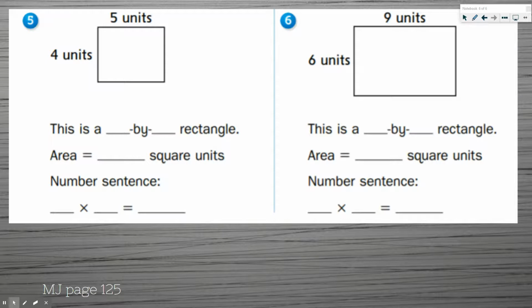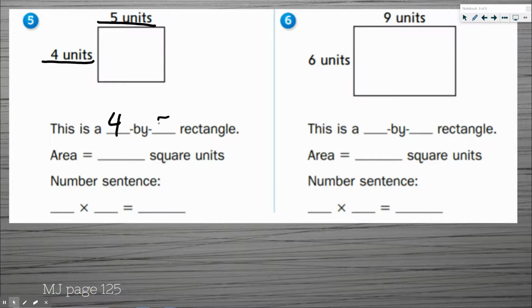All right, looking at number 5. Now, we don't have our squares in there. We don't have the squares on the inside. So we're going to be really using our number model to help us solve this problem. This one says that we have a side of 4 and a side of 5. So this is a 4 by 5 rectangle. And if it's a 4 by 5, my number model is going to be 4 times 5, and I can count by 5s 4 times, so 5, 10, 15, 20. So my answer is 20.